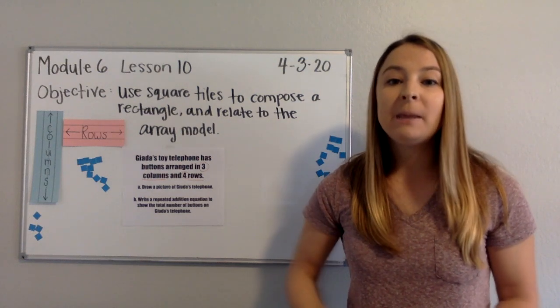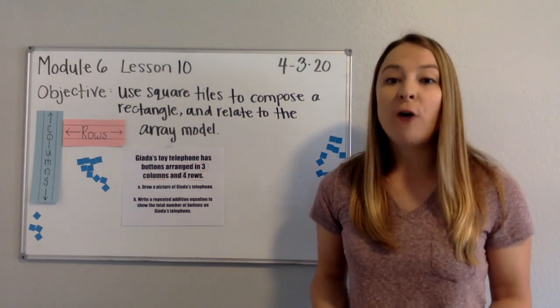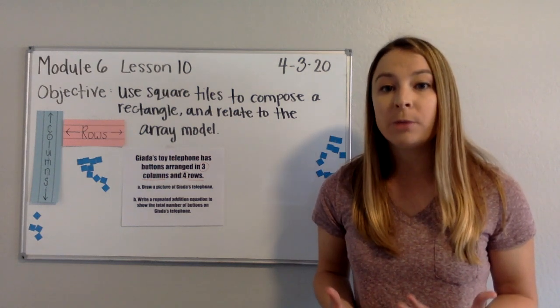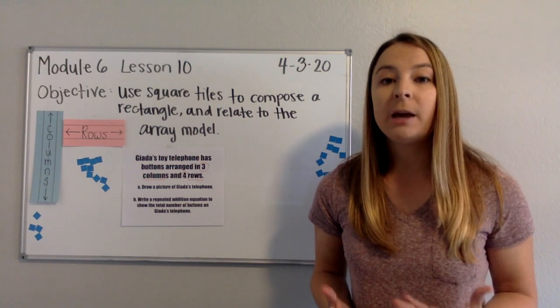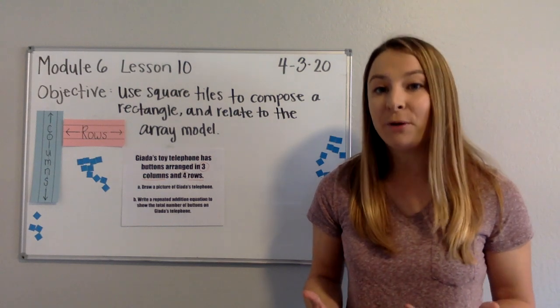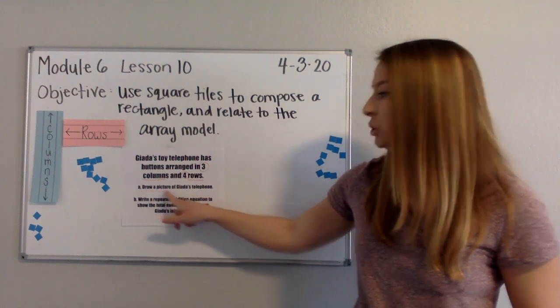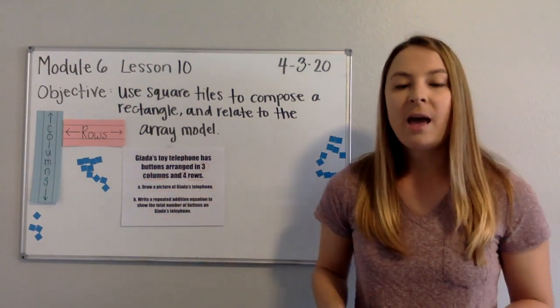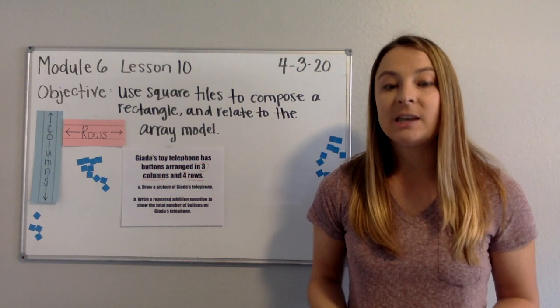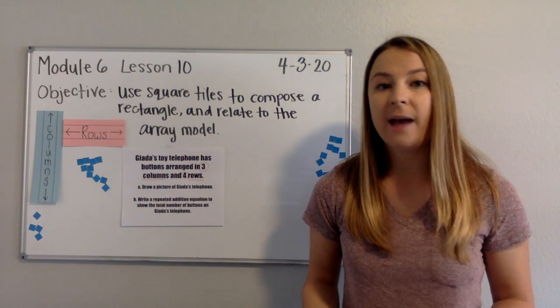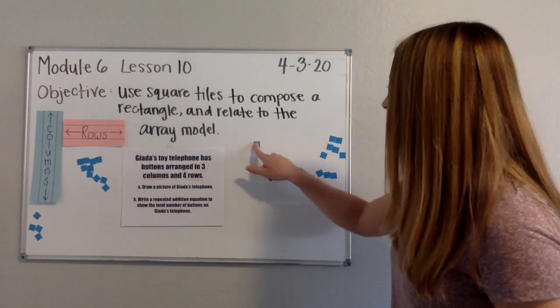So this one's going to be best solved by using something you can move around. You're going to have to experiment and explore with your materials a little bit to see if you can come up with how Giada's toy telephone looks with the buttons. Part A says, draw a picture of Giada's telephone. I'm going to use my manipulatives to see if I can come up with an array that would match the arrangement Giada's looking at. I know she has 3 columns.